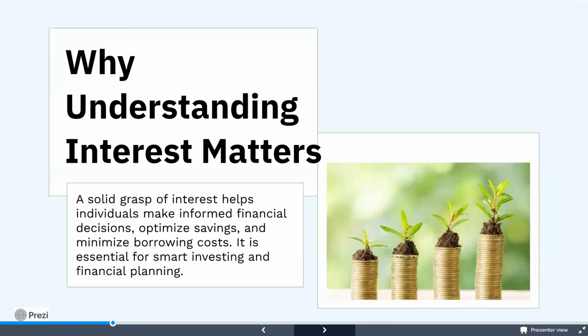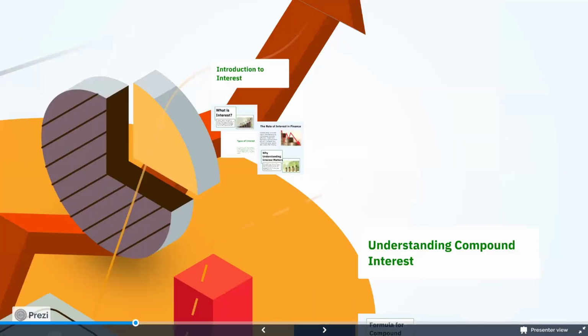Why understanding interest matters. A solid grasp of interest helps individuals make informed financial decisions, optimize savings, and minimize borrowing costs. It is essential for smart investing and financial planning.